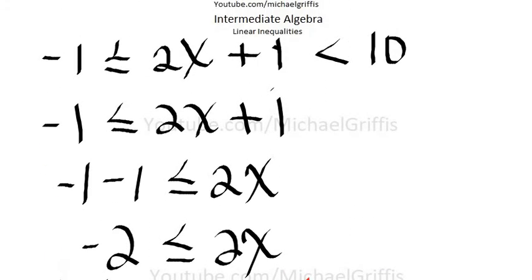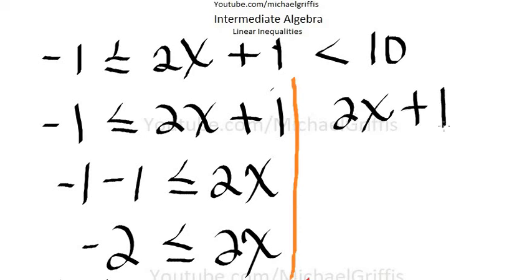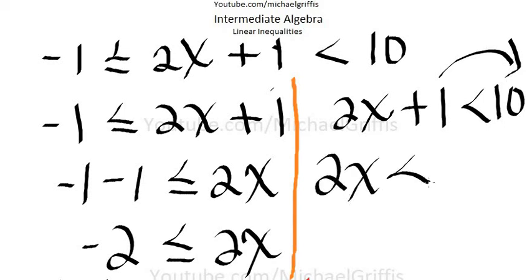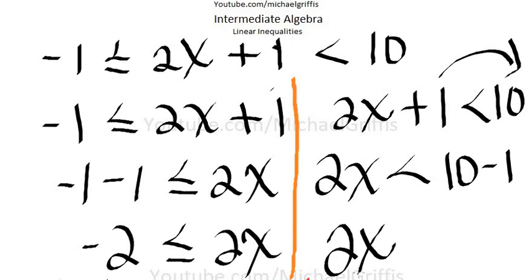All right, let's look at the other side. Let's draw a divider line down through here. So we have 2x plus 1 is less than 10. Once again, we're going to move this 1 over to the right-hand side, and its sign changes, so we're left with 2x is less than 10 minus 1. We're just subtracting 1 from both sides. So now we have 2x is less than 9.